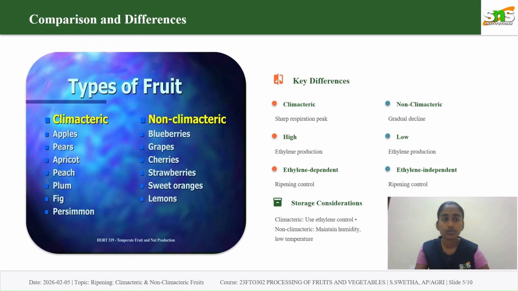to check their shelf life also. What are the key differences between climatic and non-climatic fruits? Climatic fruits have a sharp respiration peak, whereas in non-climatic fruits the respiration peak gradually declines. Climatic fruits have high ethylene production, and it depends on ripening control. Non-climatic fruits have low ethylene production, which is independent of ripening control. Storage consideration is very important for climatic fruits, because non-climatic fruits adapt to different environmental conditions, but climatic fruits are not like that. We have to maintain the proper climate.